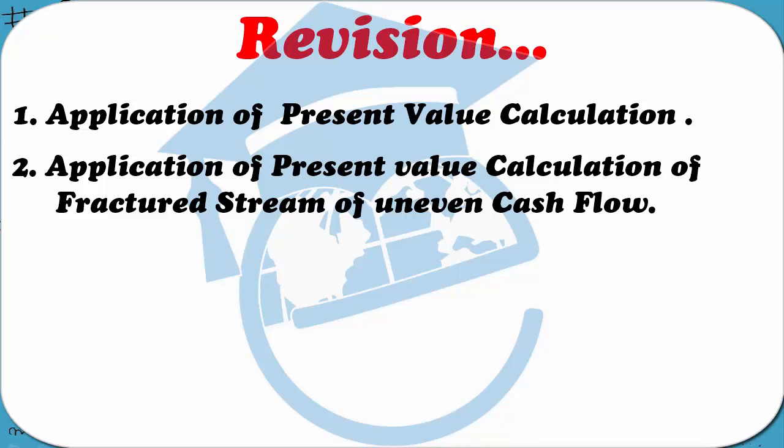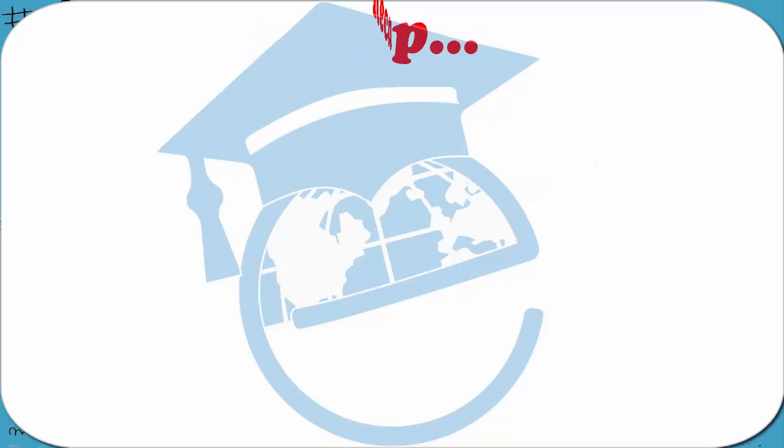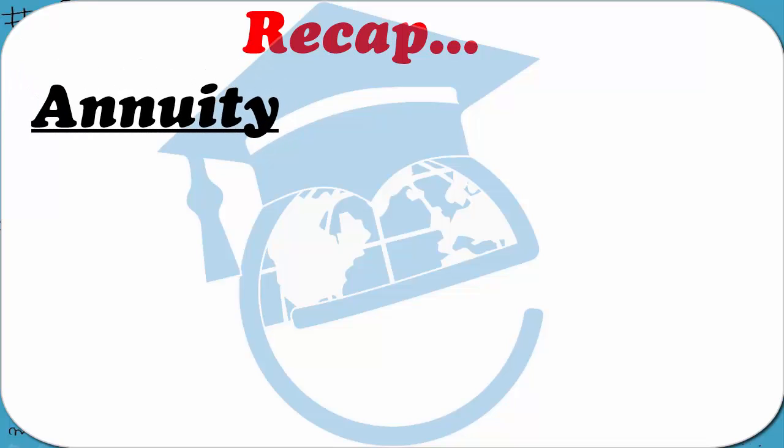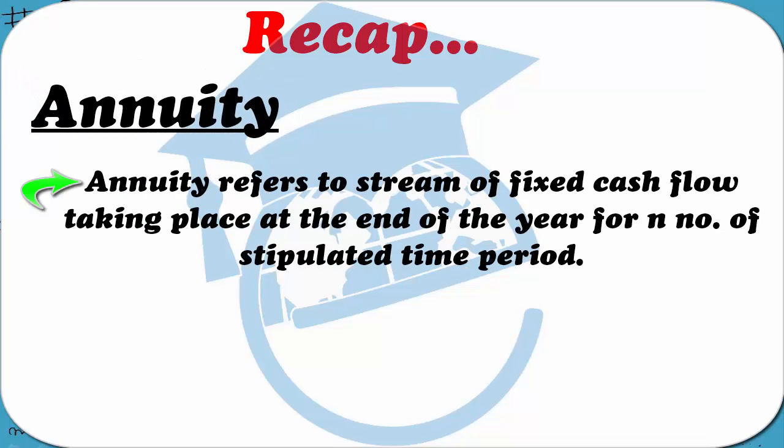Still, since the topic in question right now is annuity, let's have a quick recap which will help in refreshing your memory. So annuities, as the name suggests, refer to a stream of fixed cash flow, a stream of predictable fixed cash flow taking place at the end of the year for n number of stipulated time periods. Once again students, annuity refers to a stream of fixed cash flow which is taking place at the end of the year for n number of stipulated time periods.